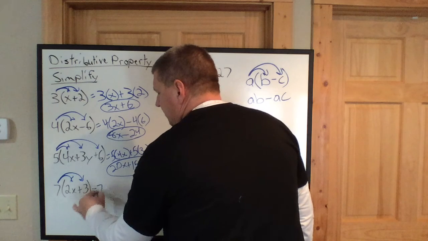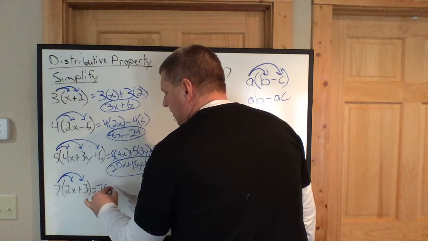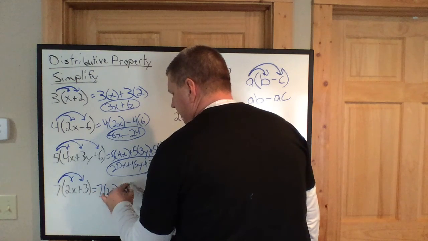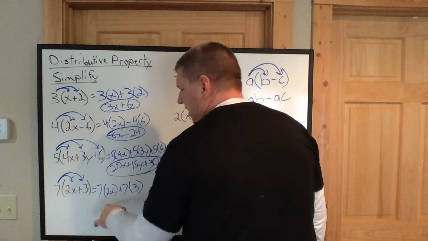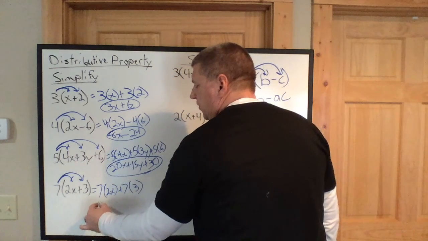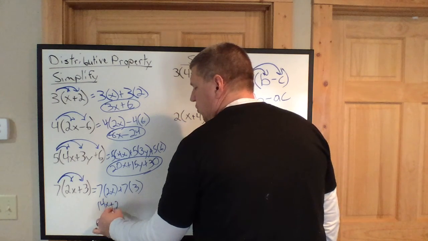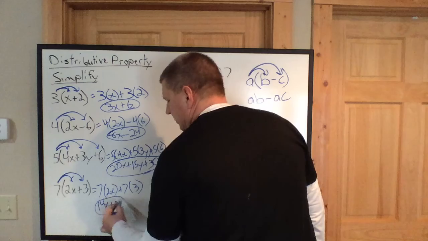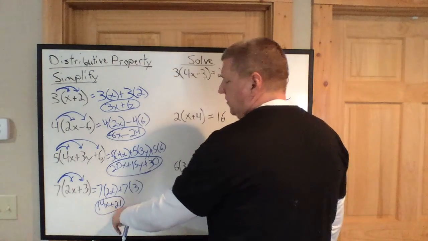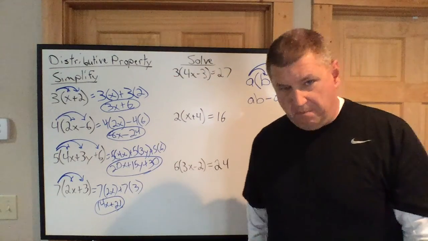7 times the 2x plus 7 times the 3. 7 times 2x gives me 14x plus 7 times 3, which is 21. Gives me my final answer. Again, that one's got an x, that one does not have an x, so I cannot combine them.